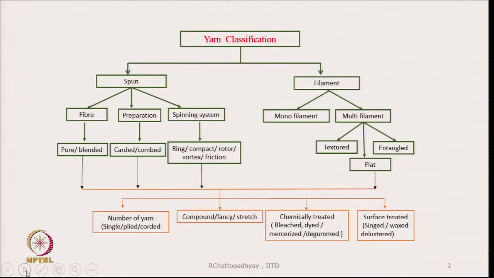So, if we go by the fiber, we can say it could be pure fiber yarn, in the sense that it may be just one single component, that is 100% cotton yarn or 100% polyester yarn or 100% wool yarn. That is what we call pure, and blended means when we blend two fibers together and produce the yarn. It could be 50-50 polyester cotton, it could be 50-50 polyester viscose or any other proportion that we may use.